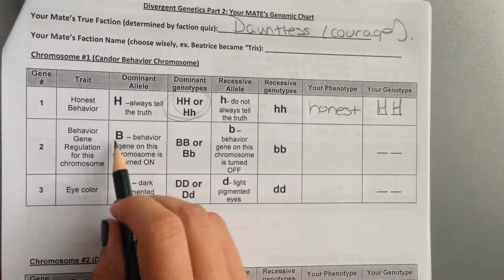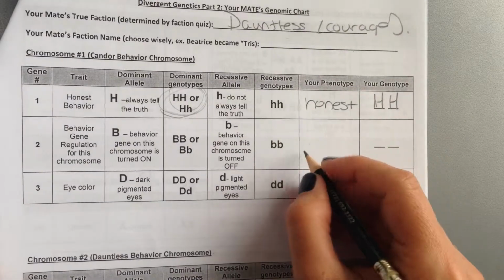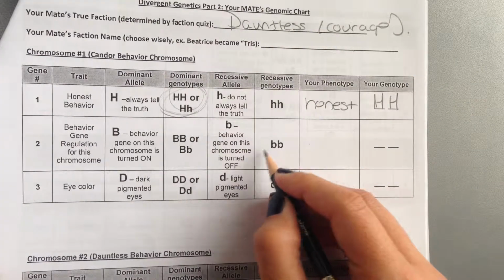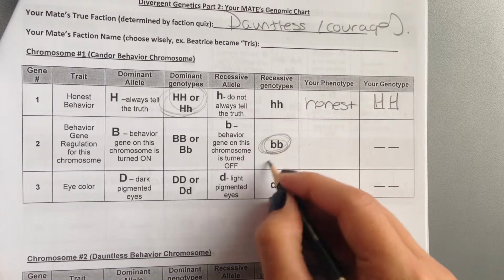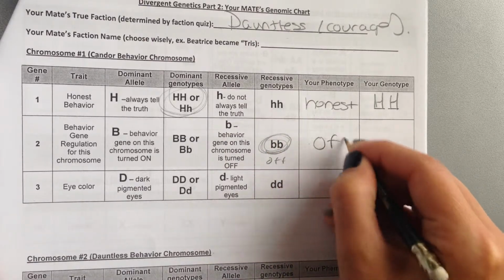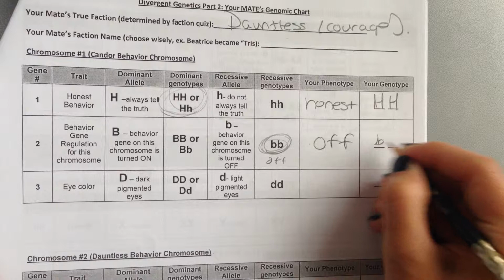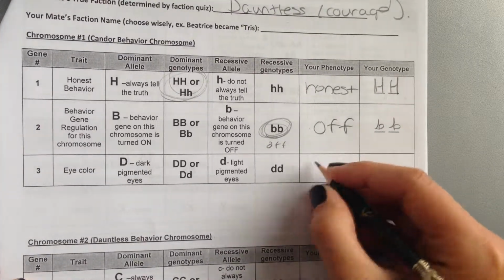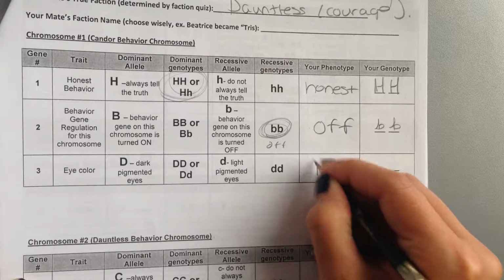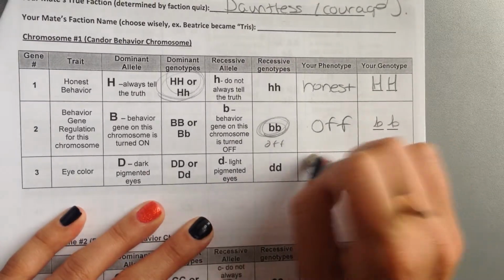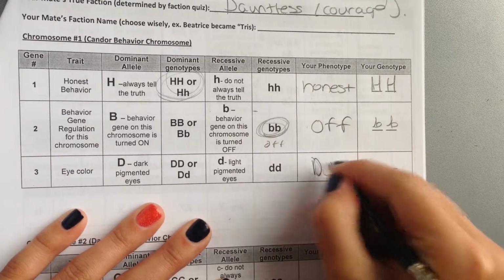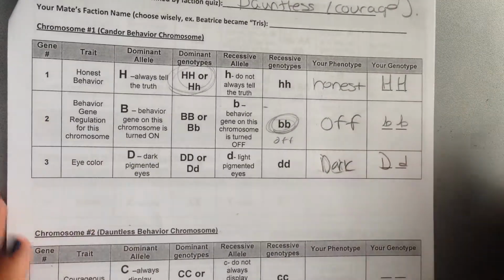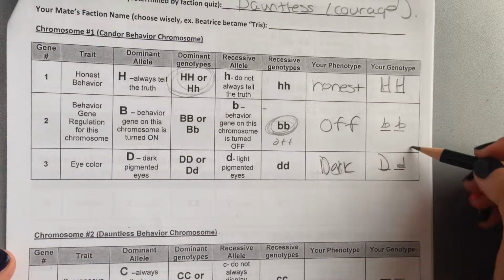Now, over here where it says behavior, regulator, because they can't be honest because they are in dauntless, this has to be turned off. So their genotype, this means off, so they're going to have it off, and they'll have to be little b. And then over here, dark hair, let's just say that they have dark hair. Again, they have dark hair, should be big D, little d over here. So we're just going to go ahead and use this example here to do a Punnett square.